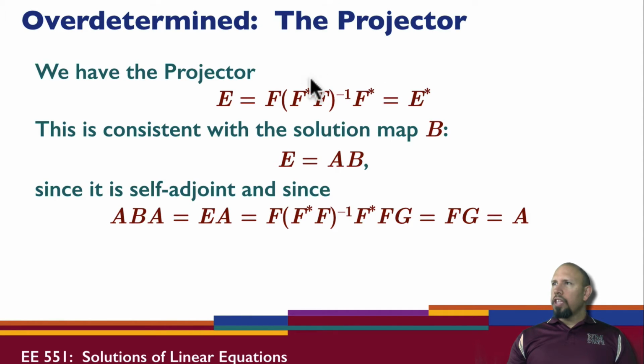Okay, I can go through and show that this matrix is self-adjoint, this product, and it is consistent with the solution map B. That is, E is equal to AB. And since it's self-adjoint, ABA is equal to E times A, right? That's E times A. But E is all of this stuff. So notice that when I multiply this by A, which is F times G, I get F adjoint F multiplied by F adjoint F quantity inverse. So all that goes away, leaving FG, which is A. So we can show that in fact E defined this way gives a B that satisfies the normal equations.